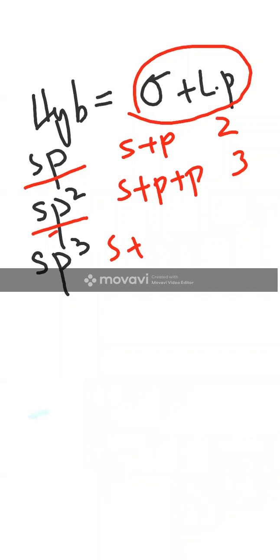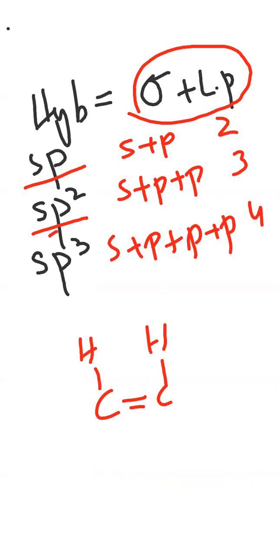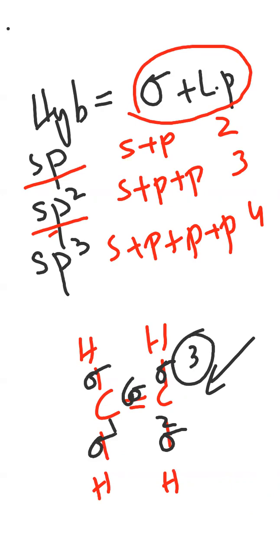For example, there is ethene. If they ask you what is the hybridization of carbon in ethene, there are two carbons and you have to find hybridization of both the carbons separately. So for this carbon, 1 sigma, 2 sigma, then there is a double bond. Between the double bond there is 1 sigma all the time, so 3 for this, and 1 sigma, 2 sigma, and 3 sigma. So 3 for this means sp2. So both the carbons are sp2 hybridized in ethene.